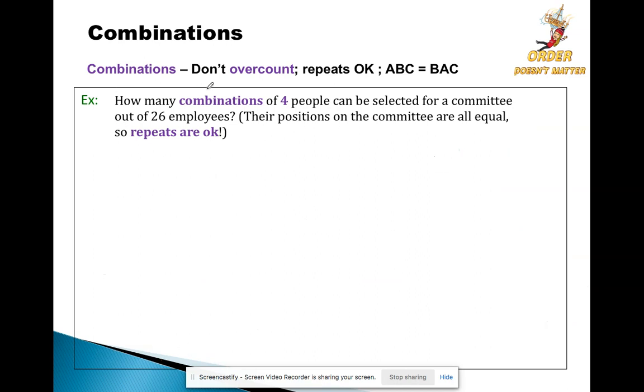So combinations don't overcount. It considers the repeats, so it won't double count them. It counts ABC the same as BAC. Order doesn't matter.